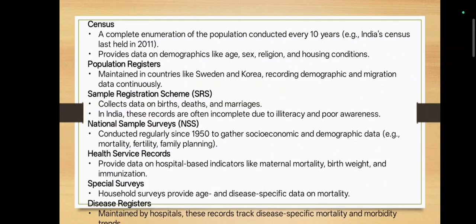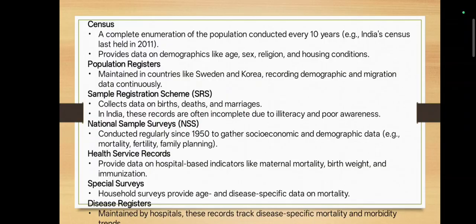First is census, which is conducted every 10 years and provides demographic details. Population registers maintained continuously in countries like Sweden and Korea record demographic and migration data. India uses the sample registration scheme to collect data on births and deaths, though records are often incomplete. National sample surveys conducted since 1950 provide socio-economic and demographic data. Health service records give hospital-based indicators such as maternal mortality and immunization coverage.